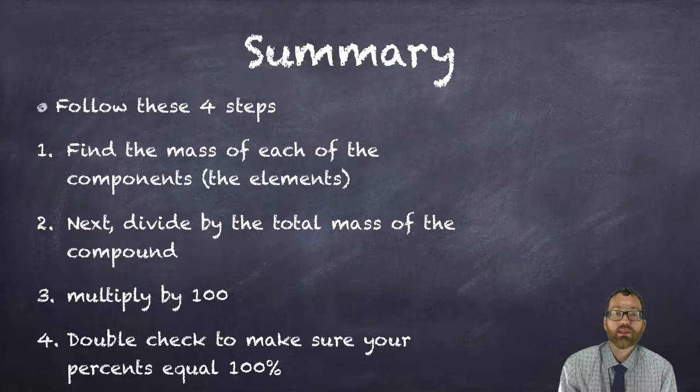So it's the same 4 steps as the previous video. We're going to find the mass of each component. In our last example, just one of the elements, if that's all they're asking you for. You do that just by looking it up on the periodic table. Then you divide by the total mass of the compound. That's something that you would have to calculate, adding up each of the elements by looking them up on the periodic table. Multiply your answer by 100 to get your percent. And if you're doing every element in the compound, you can double check to make sure your percents equal 100%.